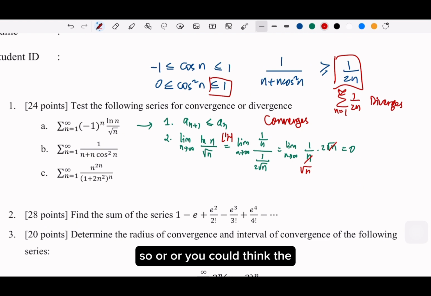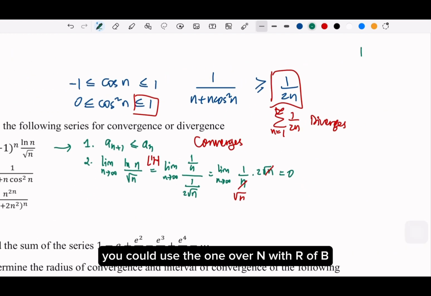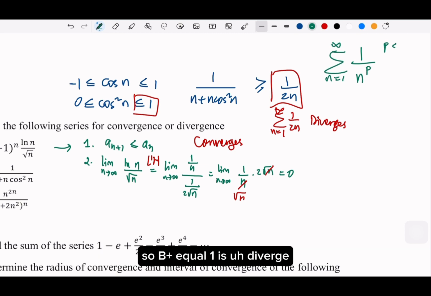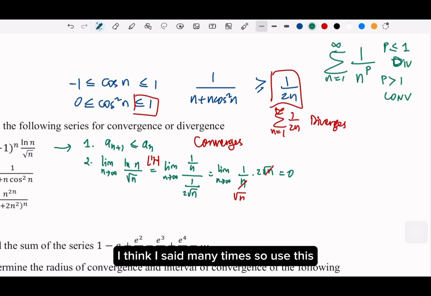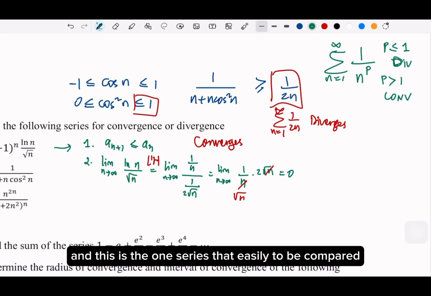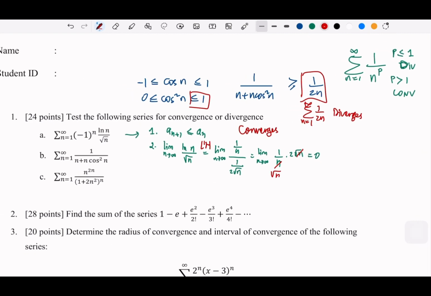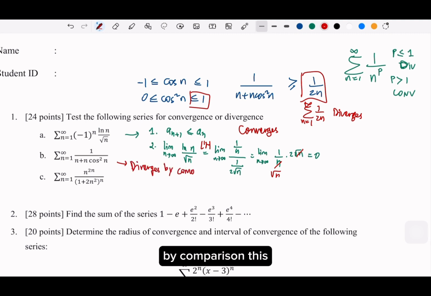Or you could use 1 over n to the power of p. So p less than or equal to 1 diverges, p greater than 1 converges. I think I said it many times. So use this. Okay, use this. And this is the one series that is easily compared. So since it diverges, and this is bigger than this, this should diverge. So this will diverge by the comparison test.